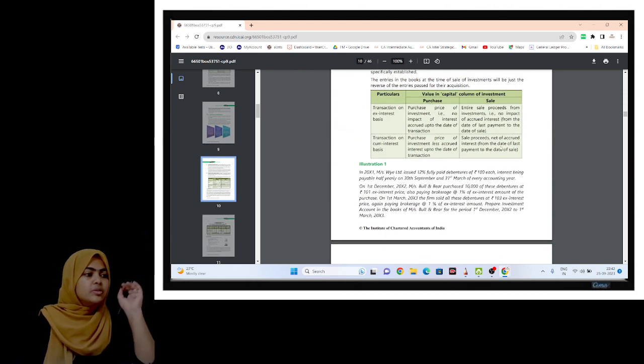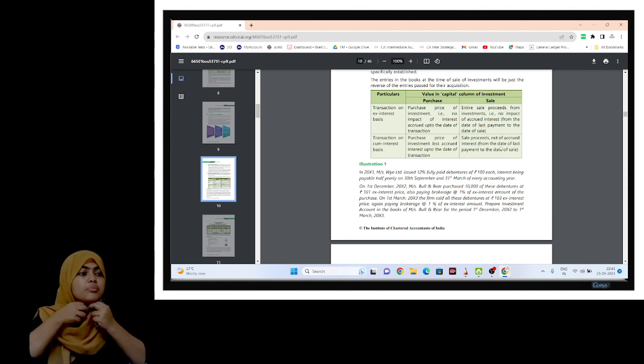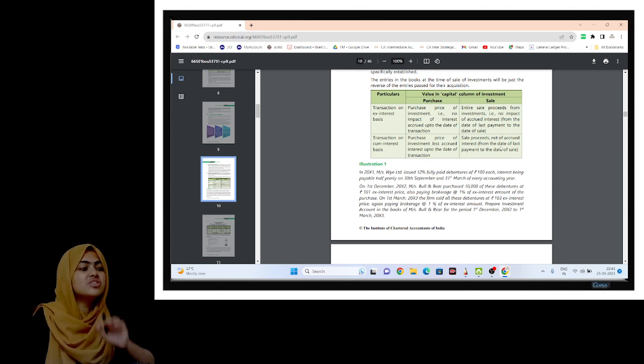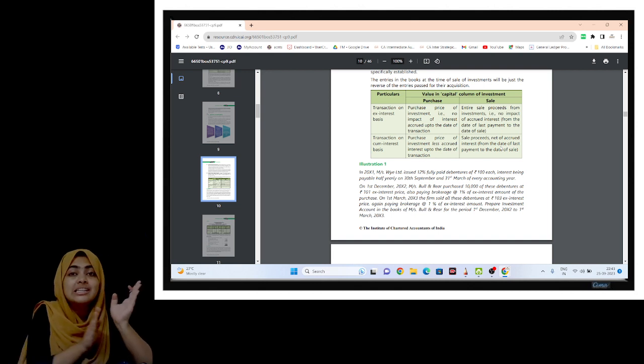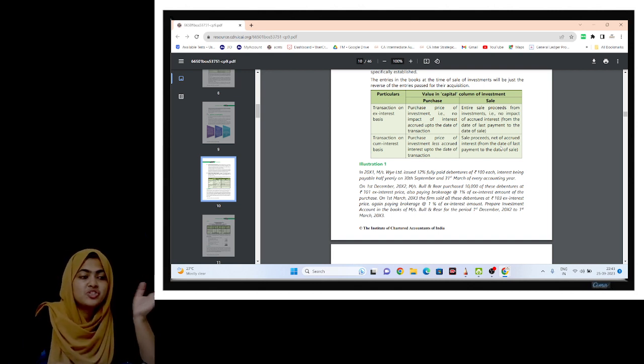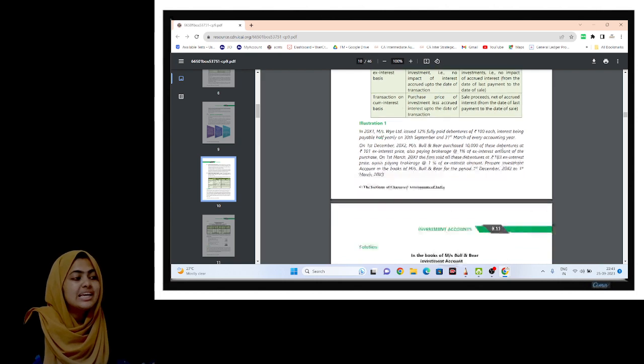Here, Y Limited issued 12% fully paid debentures of 100 each. Interest is payable on 30th September and 31st March, as we said in our example. Now, on 1st December, Bull and Bear purchased 10,000 of these debentures at 101 ex-interest price. Which price? Ex-interest price. That means interest is not included in this; this is only the cost of the debenture. And there is also a brokerage at 1% of the ex-interest amount. On 1st March 2023, the firm sold all these debentures at 103 ex-interest price, again paying brokerage at 1% of the ex-interest amount. So they have asked us to prepare the investment account.